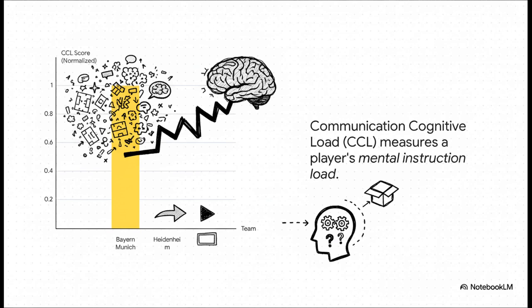This chart shows something called communication cognitive load. It's basically the mental weight of all the instructions a player has to carry in their head. A team like Bayern Munich scores at the absolute maximum. Their players are loaded with instructions. And you compare that to a team like Heidenheim, whose playbook is intentionally super minimal.